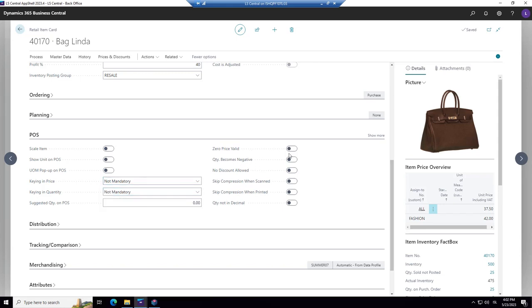This is if an item with zero price can be valid. Normally in retail, everybody is selling something for a price. There could be exceptions where one item is sold for 0, and then that can be enabled to be valid. Quantity becomes negative is the vice versa. We are not taking out of inventory, but we are putting it in the other way. Then we can have this enabled. So there are possibilities with the retail item for lots of different things.